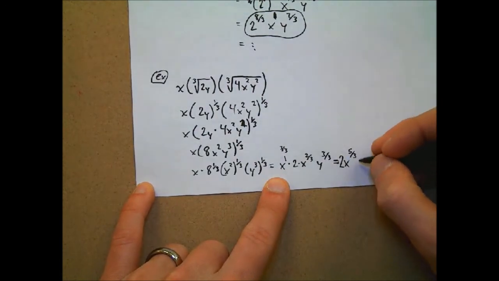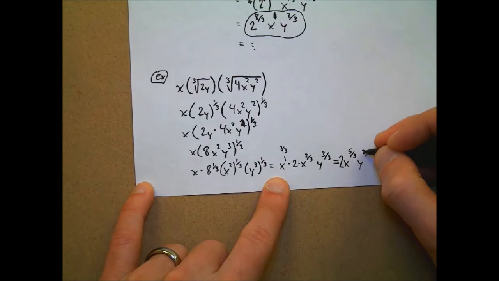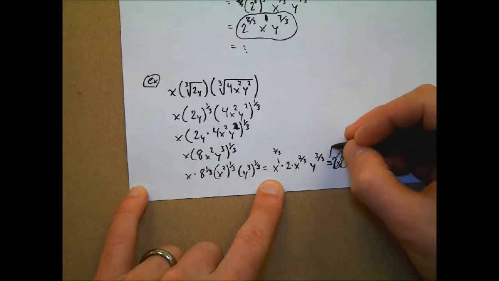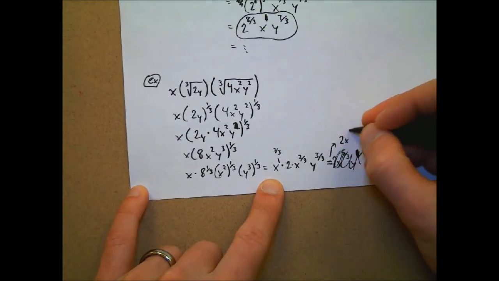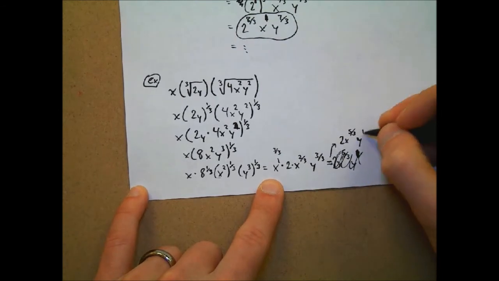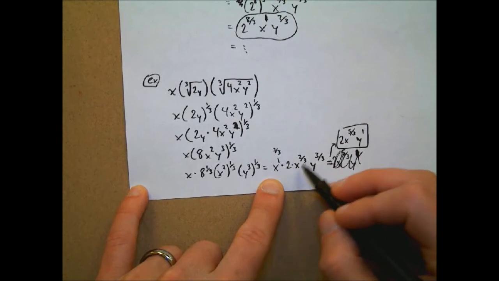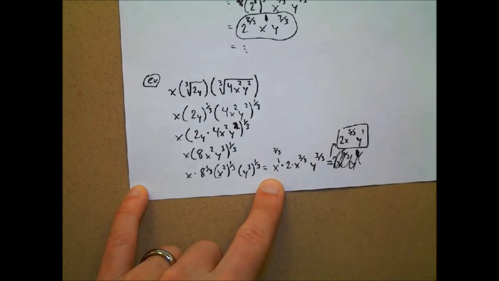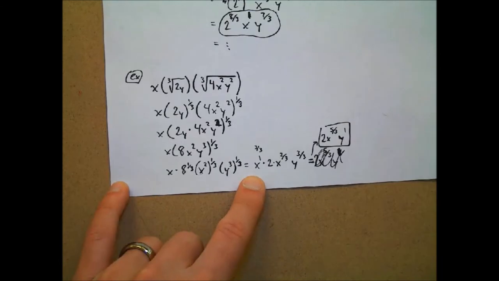I got some in my 3/3, which is just 1. Sorry, it's just about 1. All right, now I really made a mess. Let me go up here. 2x to the 5/3, and then y to the 1, or just y. Again, I did the x to the 1 plus x to the 2/3. 1 and 2/3 makes the 5/3. We have the 2 there, and then the 3/3 becomes just 1. So there it is at the very end there.